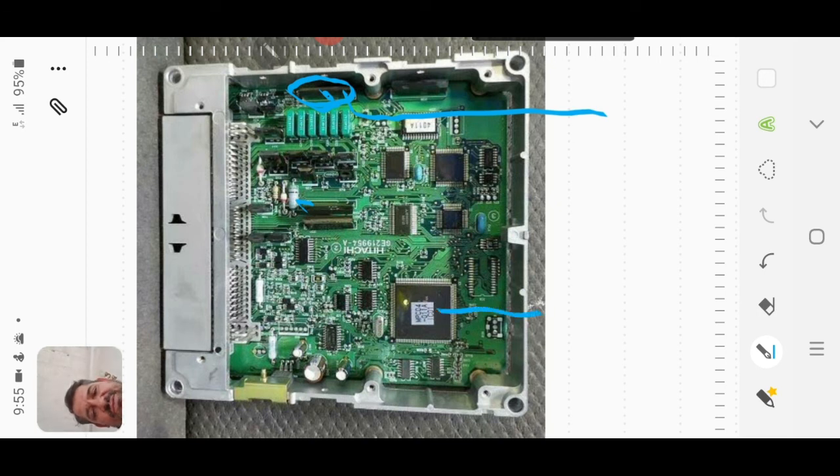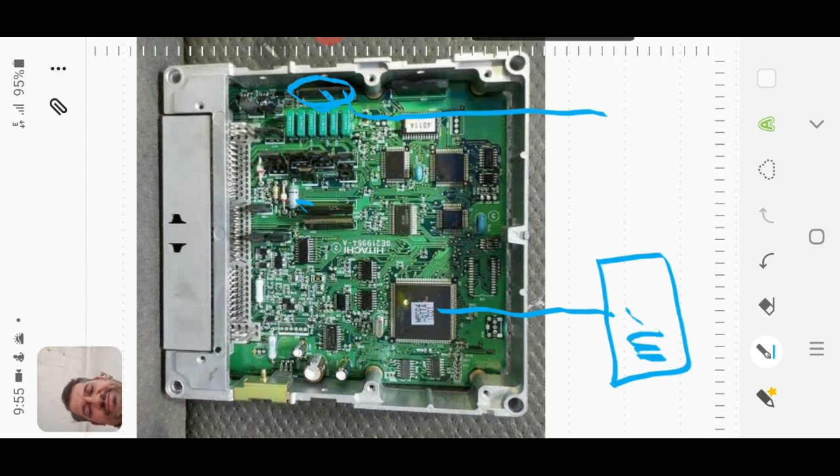This is the microprocessor that controls the whole ECU, the MCU. This one and this one, some of these are for controlling the oxygen sensor and similar stuff. But this part is not a common failure. I show you the common failure parts first.